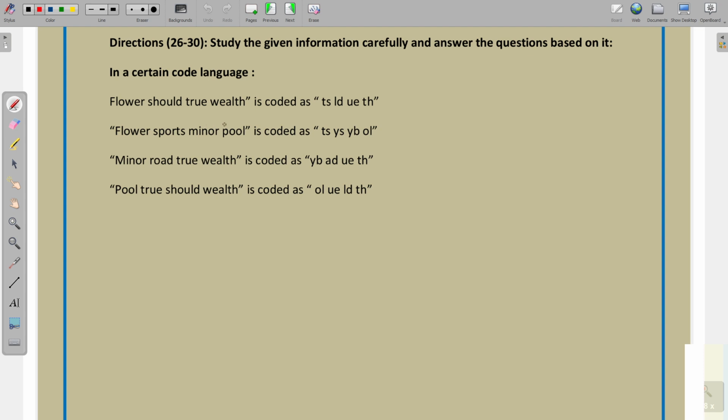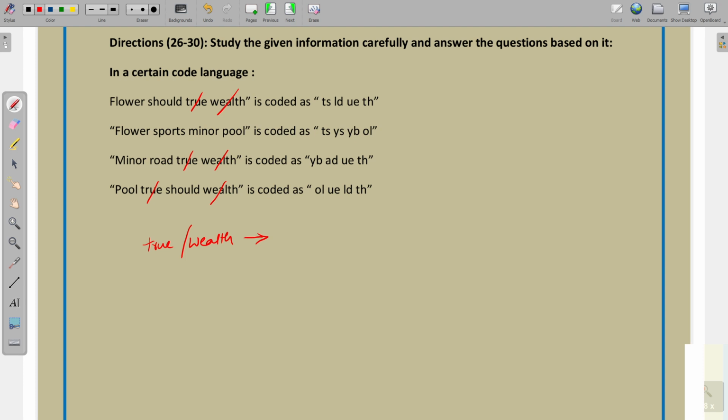So, should is not coded as true, and next, so wealth here, wealth and wealth. So, what is the code for wealth? Wealth code is wealth and true. So true and true and true. So both wealth and true both are lying in first, third and fourth. So how many codes are lying in first, third and fourth?